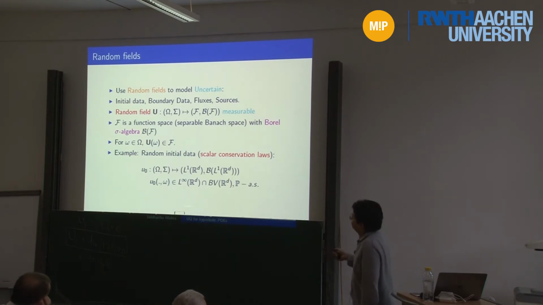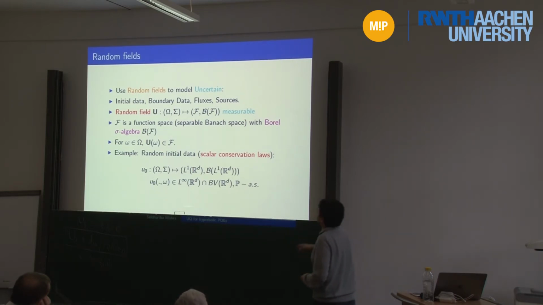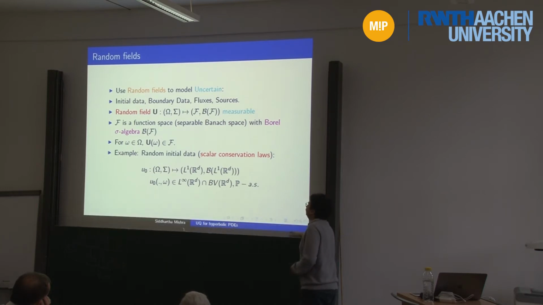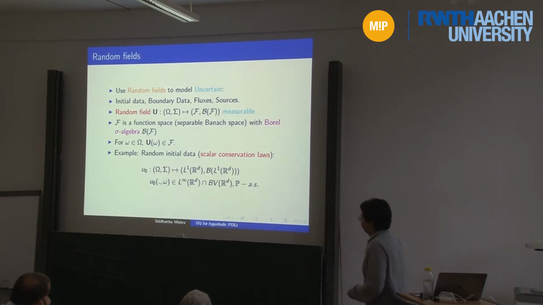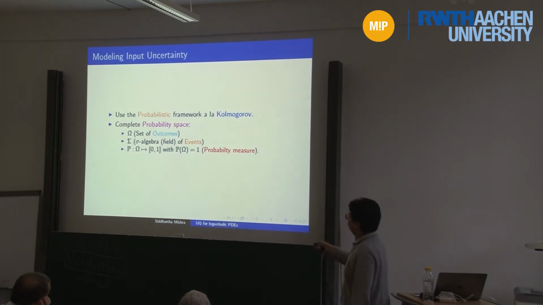In fact we will use random fields to model initial data, boundary data, fluxes, sources, all of this can be done. So the bottom line of this slide is the following: you have a probability space, remember, so you have omega, sigma, these objects here. So what do you do with the probability space?